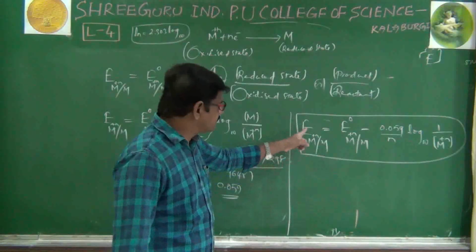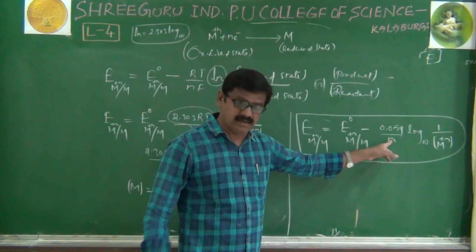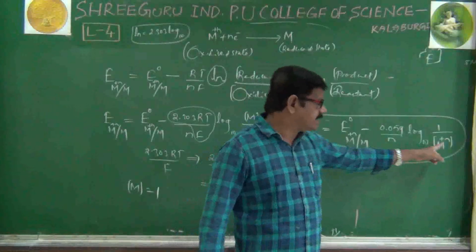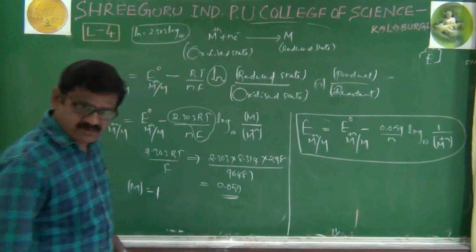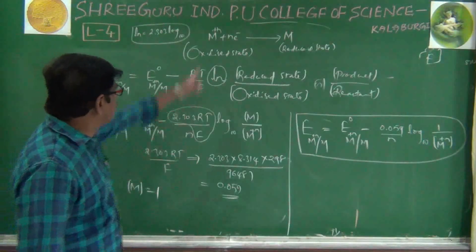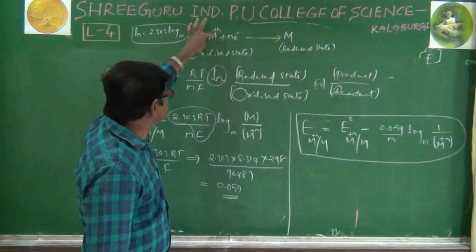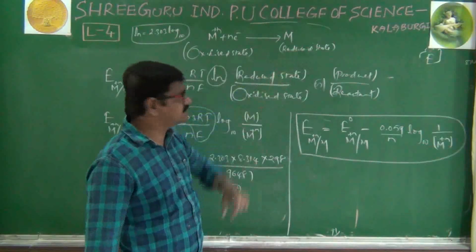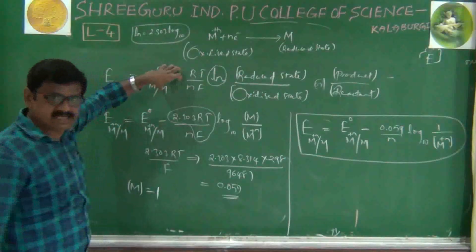Once again, here E is the single electrode potential, E naught is the standard electrode potential, n is the number of electrons involved in the process, and this is the metal ion concentration. Based on this formula, we'll solve some questions. But before that, take one general reduction reaction. The oxidized state, by taking n electrons, is converted to metal, the reduced state, or we can also say product. The oxidized state is the reactant, and this is the basic Nernst equation.